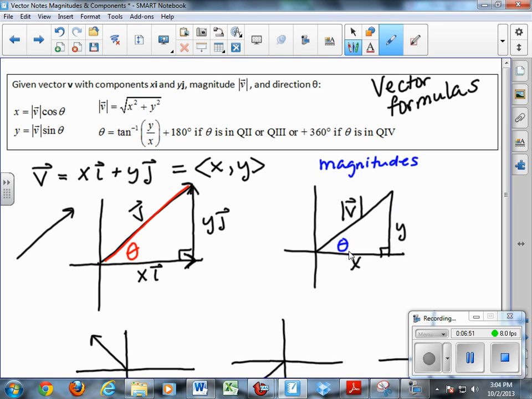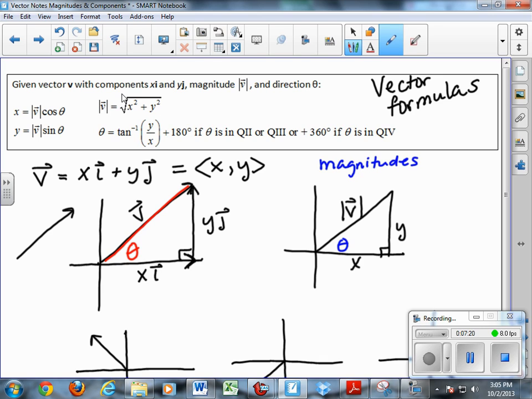So I can name a vector, and I can say vector v is xi plus yj, or I can say vector v has a length of such and such at an angle of such and such. So we're going to be looking at both ways, and also at how you go back and forth between them. Hopefully you look at this and go, these are right triangles, I can figure this out. If I know the vector's components, I can certainly figure out its magnitude using the Pythagorean theorem. So here is that relationship right here.